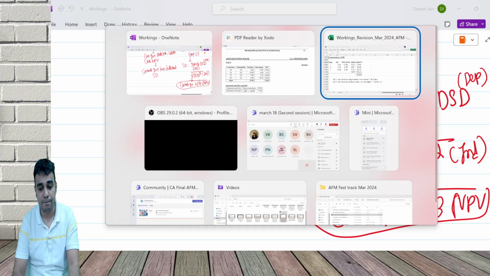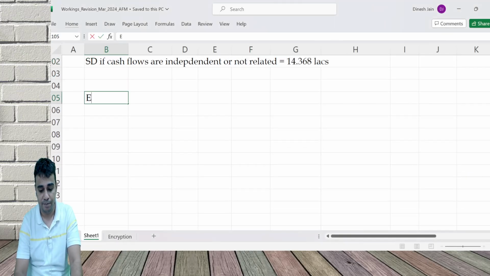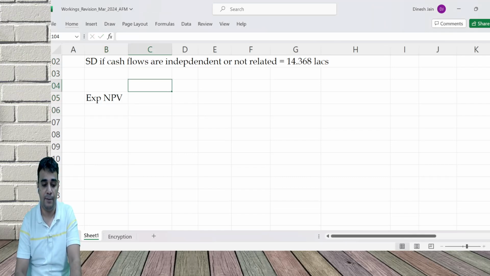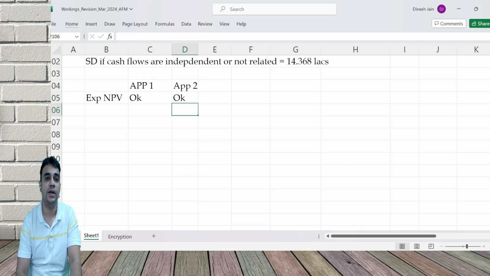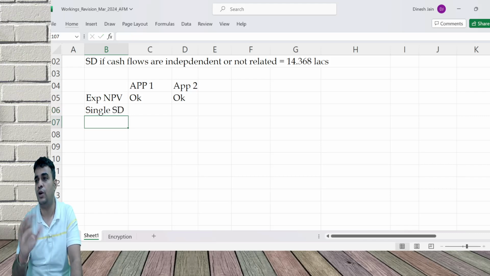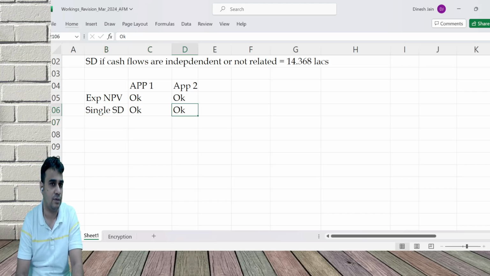So to simplify, let's assume the question is asking expected NPV. Approach 1 or approach 2, both will give you the answer. Single standard deviation, they did not mention which approach. No dependent, no independent. Only one standard deviation they are asking. They don't mention dependent cash flow or independent cash flow. Nothing is mentioned. They just ask standard deviation. The first problem we did, it just asked standard deviation. I did not tell you to do anything extra.